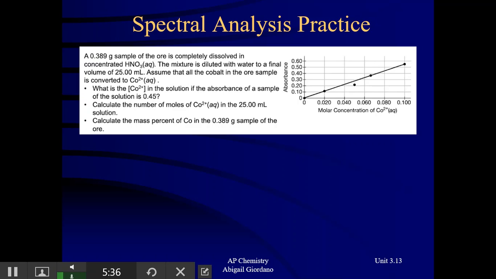The first question says, what is the, and then you see those brackets. Let's review, guys. Remember what brackets mean. Brackets mean molarity, concentration. What is the molar concentration in the solution if the absorbance of a sample of the solution is 0.45? Again, remember, absorbance does not have any units. So I want you to look at the graph, and based on the absorbance that's given, estimate a molar concentration.